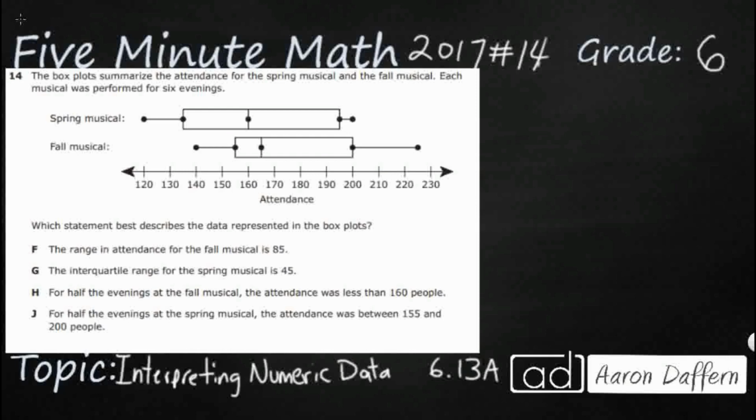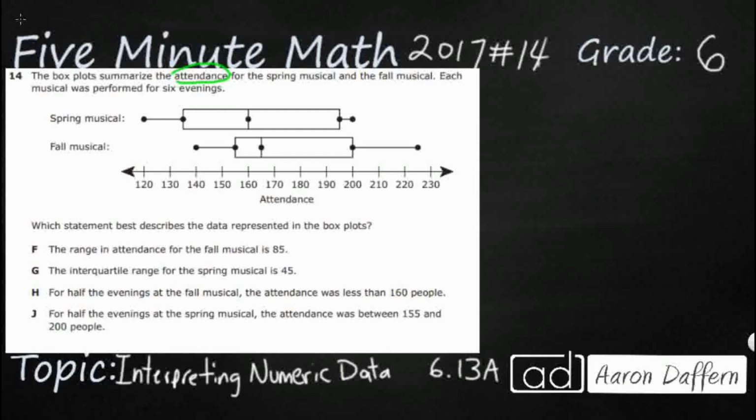So we have two different box plots, one for the spring musical, one for the fall musical, that summarize the attendance, and we're going to have to find which statement best represents these data. So first thing to know about these box plots, they're called boxes because the boxes let us know how this data is broken up into 4 different parts.